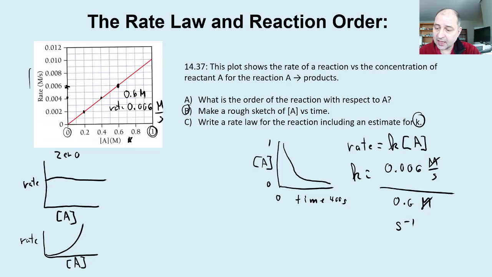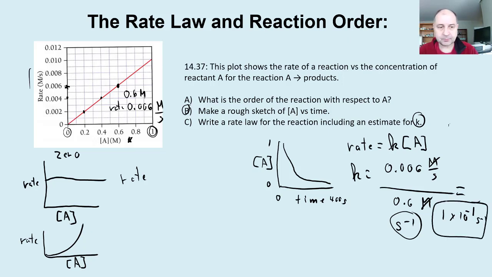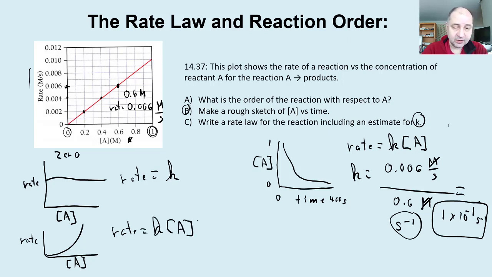In fact, if K has units per second, that always means it's first order. So K is going to be 1 times 10 to the minus 1. So that's K per second. That would be K. I have it cleaner on the next page. Now for a zero order, the rate, if you solve for K, that would just be equal to the rate, right? And then for a second order, you have to do rate equals K times the concentration of A squared.